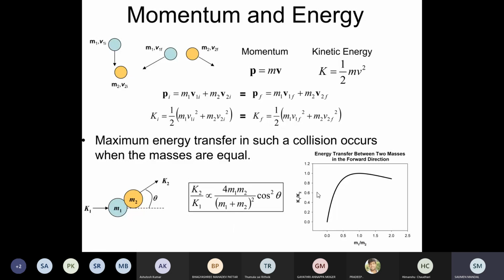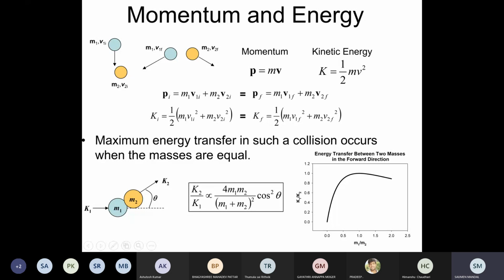Masses are equal means the argon plus that is hitting the surface has a mass equal to the surface atom. So this is the curve. With increasing K1, this is K1 by K2. K1 is the initial energy and Kf is the final energy, so K2 is the final energy. K1 by K2, you can see, is increasing gradually with M1 by M2.